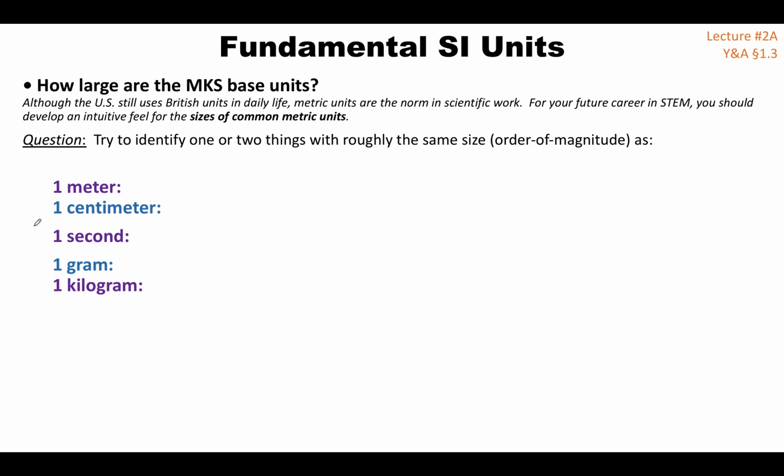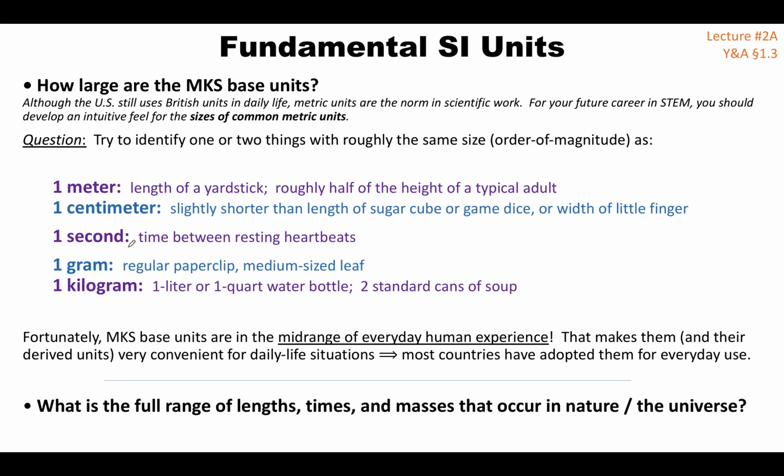Okay. So I've listed a few here. Some of these I came up with myself, and some of these I borrowed from section 1.3 of our textbook. Notice that the MKS units, which are written in purple here, really are right in the mid-range of everyday human experience. Meaning, a kilogram is about the mass of things that we carry around all the time. A second is about the time between heartbeats. Meters are about the size of a person.